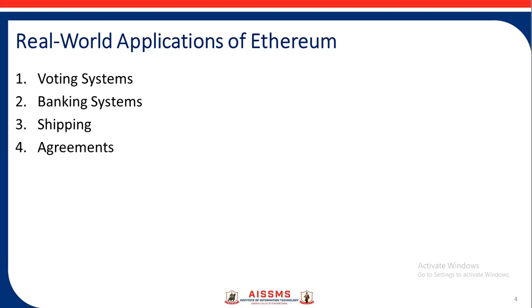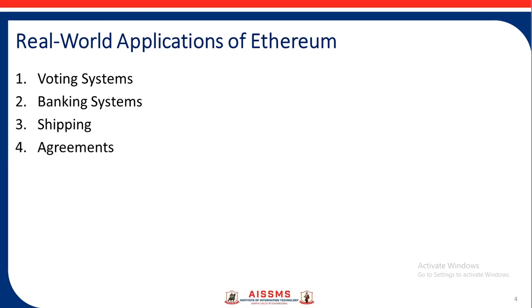Then second is the banking system. Ethereum is being adopted widely in banking systems because with Ethereum's decentralized system, it is challenging for hackers to gain unauthorized access. It also allows payment on an Ethereum-based network. So banks are also using Ethereum as a channel to make remittances and payments.